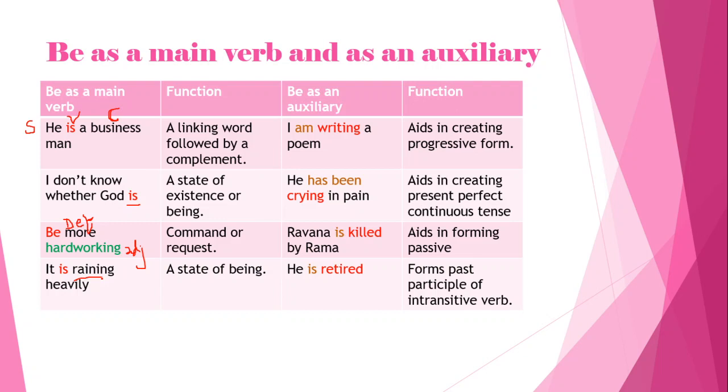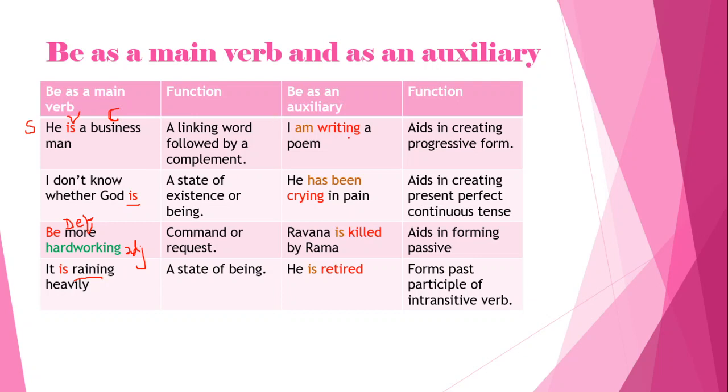Now moving on, so you know the difference between a verb, main verb and an auxiliary, right? A main verb is usually followed by a complement, or by a determiner and an adjective or a noun. So in all these cases "is" worked as the main verb. Now let's look at be used as an auxiliary.